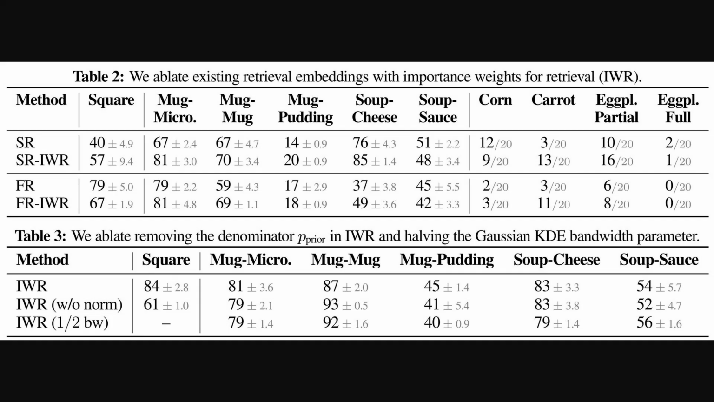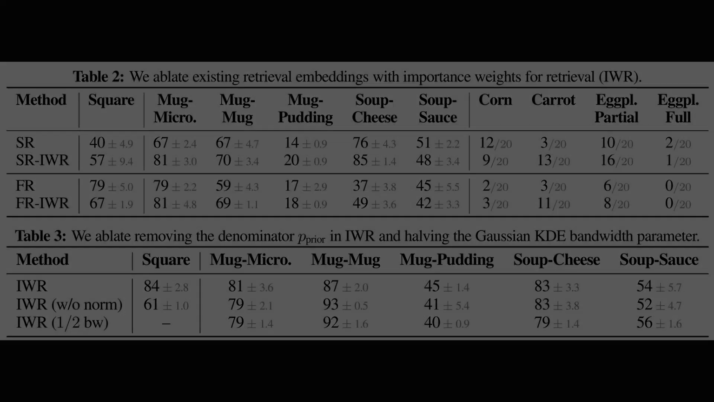Alright, the previous figure reported headline gains. Table 2 compares adding importance weighted retrieval on top of two retrieval embeddings, skill retrieval and flow retrieval, across simulated and real tasks. The table shows consistent boosts for skill retrieval on square and mug pudding, and stronger real improvements for flow retrieval, which suggests the weighting helps when flow features are noisy. Table 3 then tests why it works. Removing the prior normalization or shrinking the kernel bandwidth lowers success, so the probability ratio and smooth densities matter.